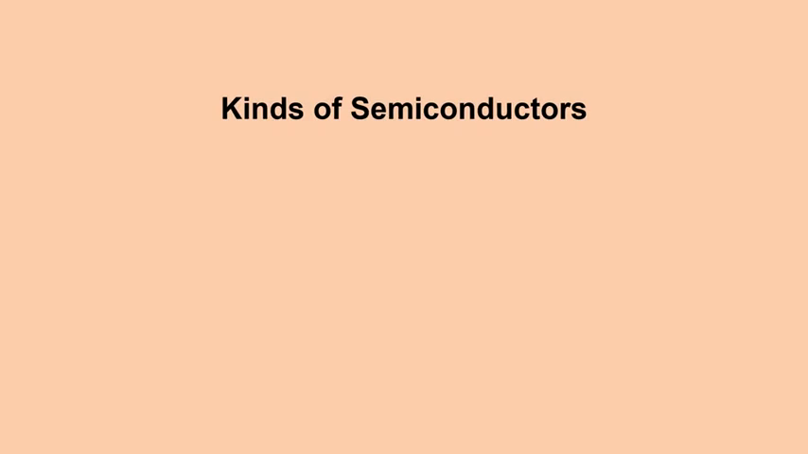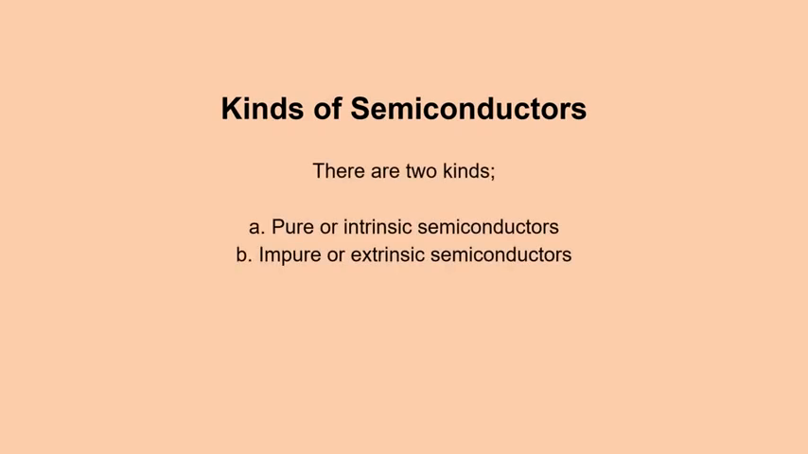What are the kinds of semiconductors that we have? There are two kinds. One, pure or intrinsic semiconductors, and two, impure or extrinsic semiconductors.